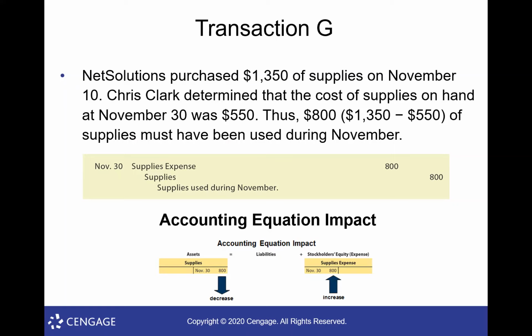Net Solutions purchased $1,350 in supplies on November 10th. Chris Clark determined that the cost of supplies on hand at November 30th was $550, thus $800 of the supplies must have been used during November. Are these transactions sounding familiar? Right, they're the same ones we did when we were just showing how they affected the accounting equation in the last chapter. So they figured out how many supplies they used. They debit supplies expense, credit supplies, because supplies expense is an expense and it increases with a debit. Supplies is an asset and it's going down. So that's a credit.